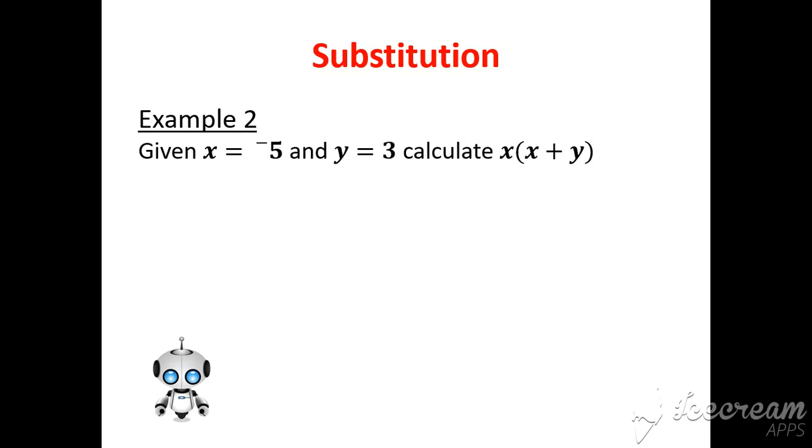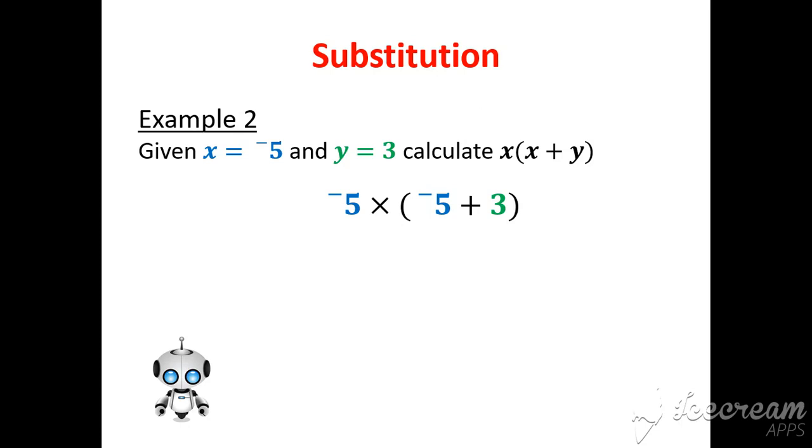Right, example 2. Given x is equal to the number -5 and y is equal to 3, calculate the value of the expression x times brackets x plus y. So here's our expression, x bracket x plus y. You know a number out the front in front of brackets means to times, so it's x times bracket x plus y. We were told that x is equal to -5, so there are two x's in my expression that I'm going to substitute in for -5. And you were told y is equal to 3, and there's a y there which I'm going to replace with 3, and we're just going to calculate the value of that.